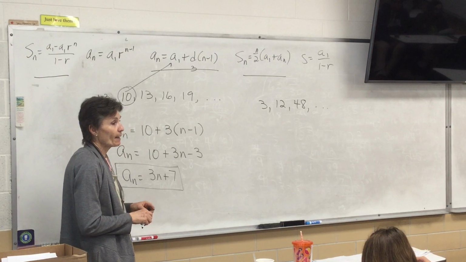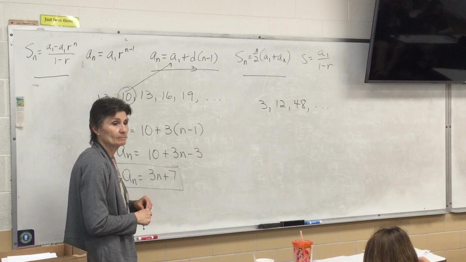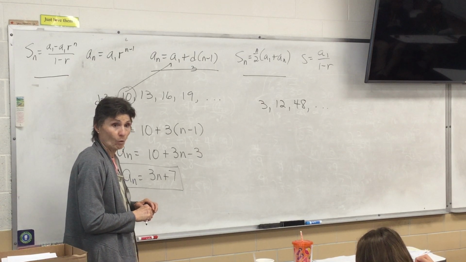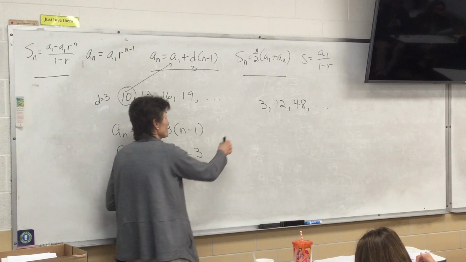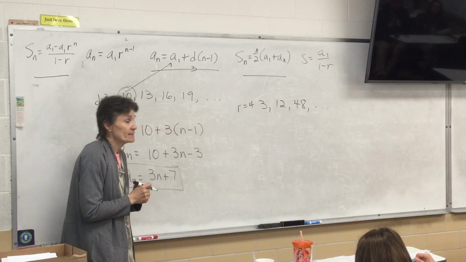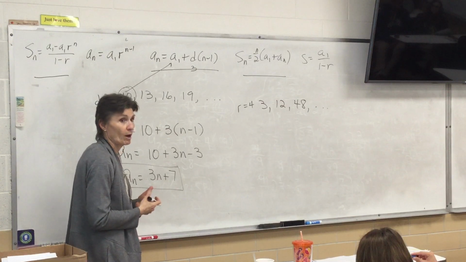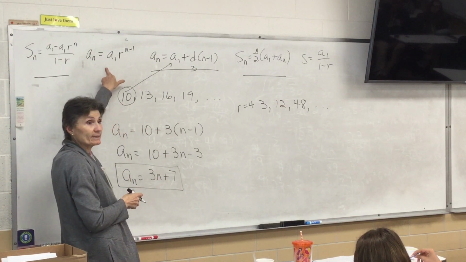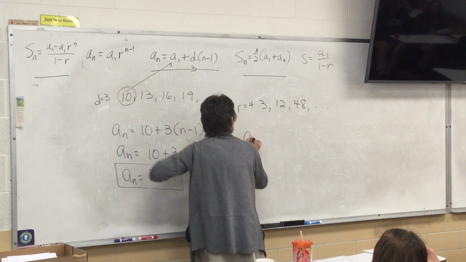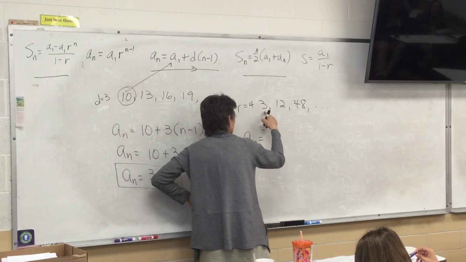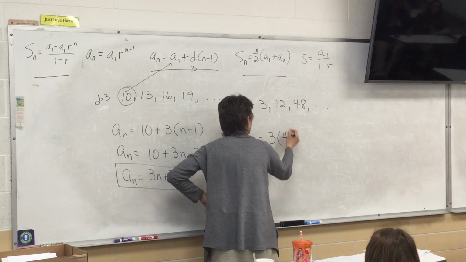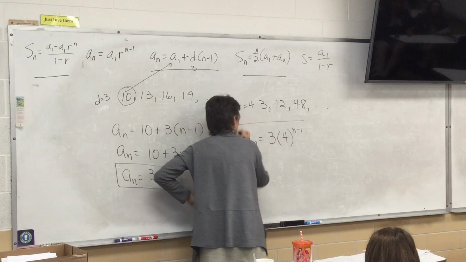What's happening here? It's geometric. We're timesing by 4, so my ratio is 4. So what formula will I use if I need to write a formula for this problem? That guy right there. The nth term is the first term times the ratio to the n minus first.